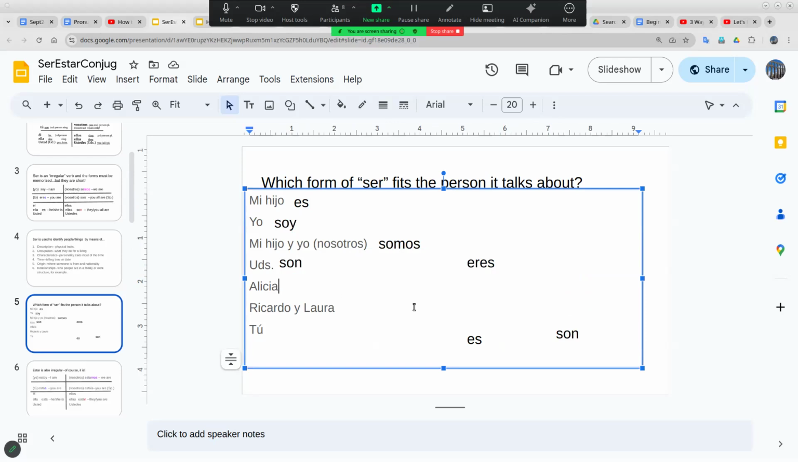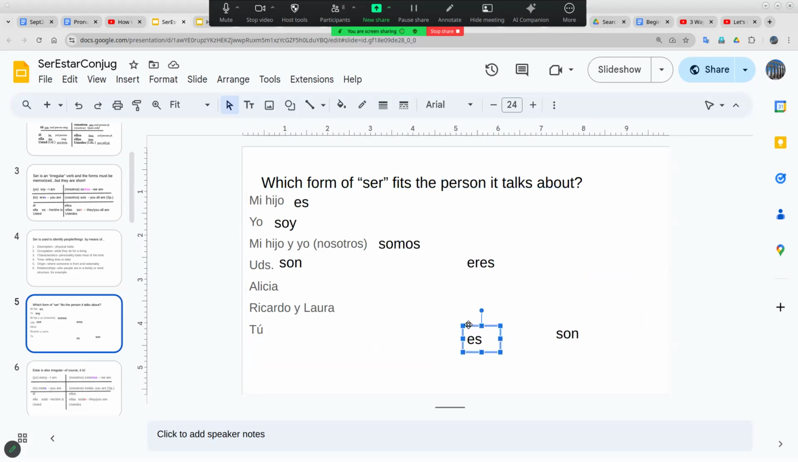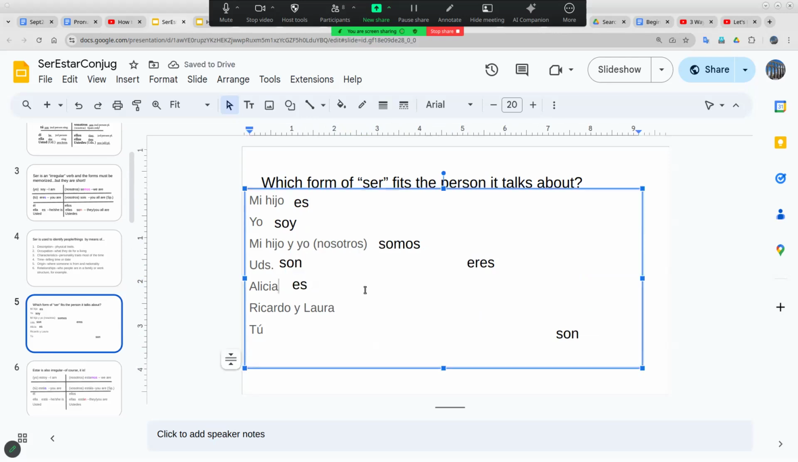Alicia. I'm talking about one person. Alicia es, right? To talk about one person, and I'm not in the group, we need a singular verb. Es. Alicia es una muchacha. She is a girl. Alicia es mi amiga. Alicia is my friend. Alicia es contadora. She's an accountant, right? I could say Alicia es canadiense. She is Canadian, if I want to talk about where she's from.